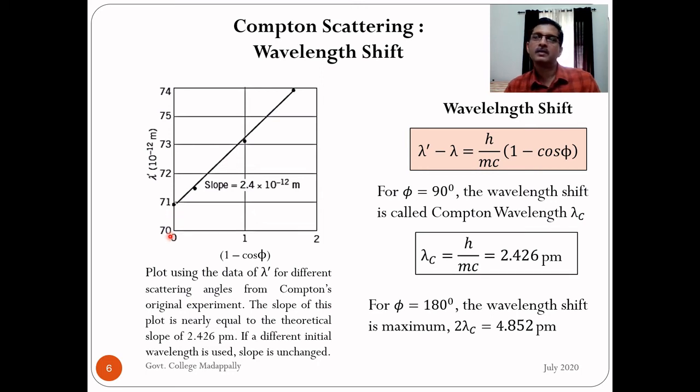What was the value that Compton was using? 0.0708 nanometer, which is plotted here in picometer, 10 raised to minus 12 meter. 0.07 nanometer means 70 picometer, taking three decimals to the right. So it is 70.8, near 71 picometer.